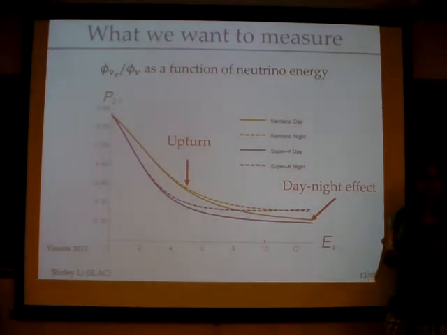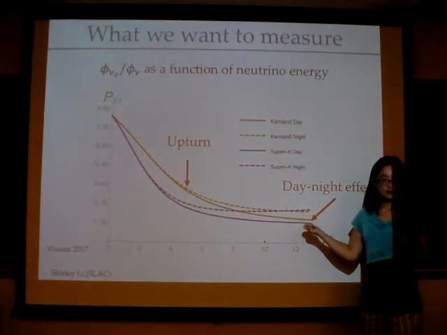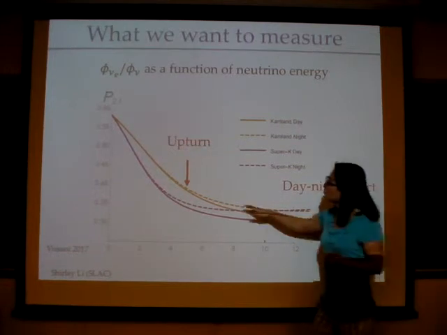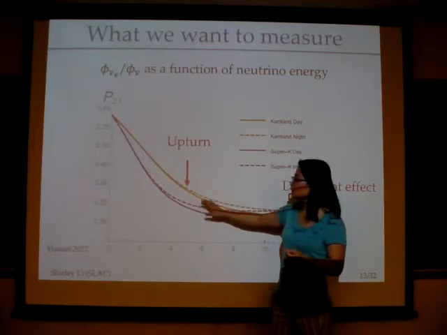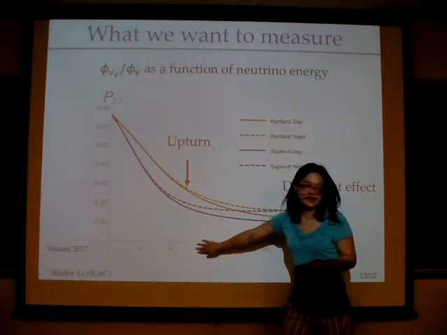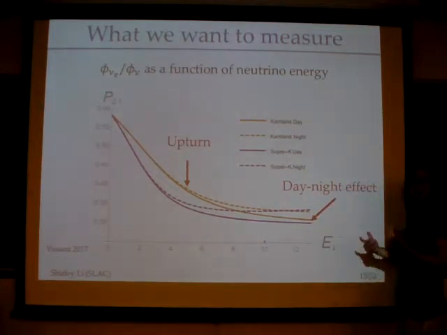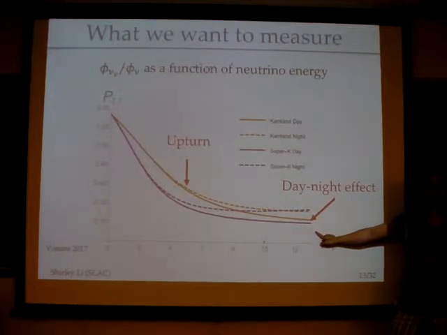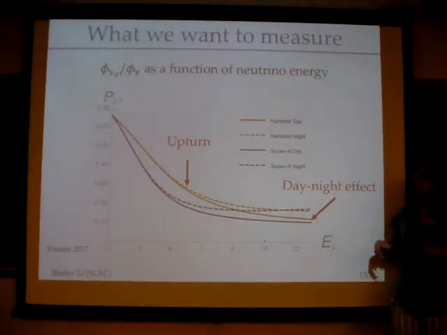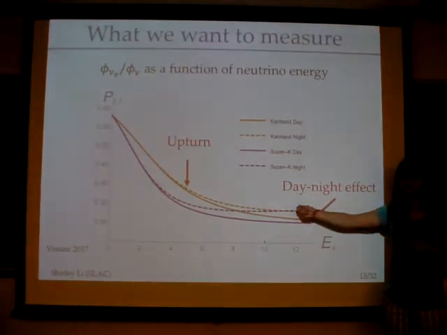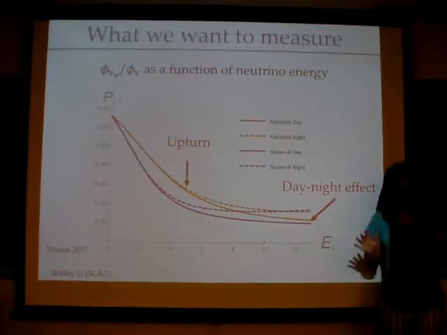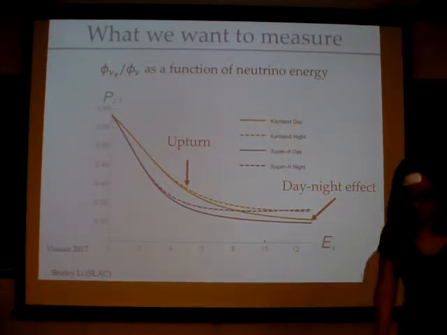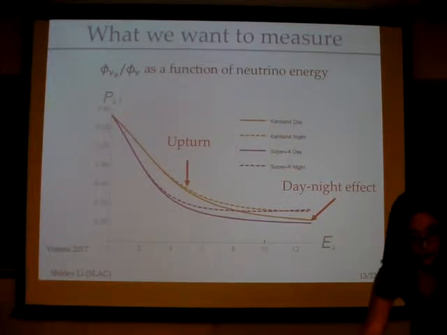And on top of that, you want to measure the matter effect, which gives you delta m squared. So you either want to measure this upturn, which directly shows up as energy dependence, or you want to measure the day-night difference, which also shows up basically linearly as a function of neutrino energy. So you want to measure the nu e fraction as a function of neutrino energy. That's what you want. So how can we measure these neutrinos?